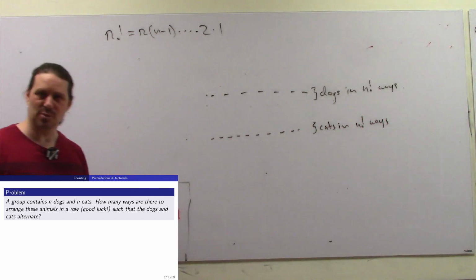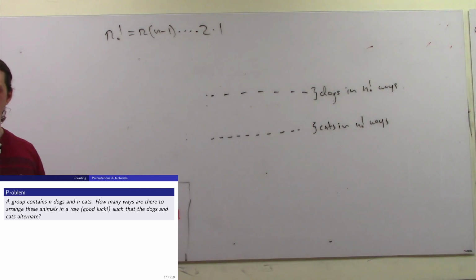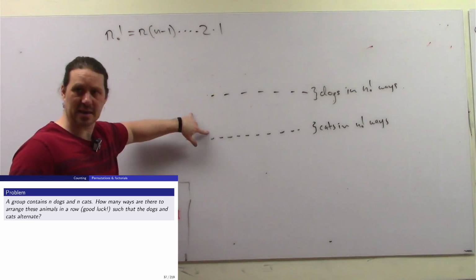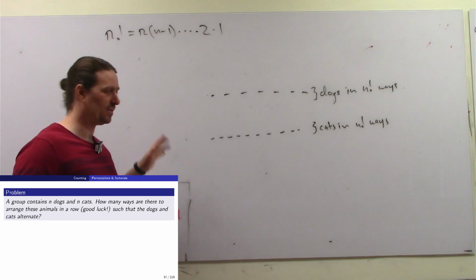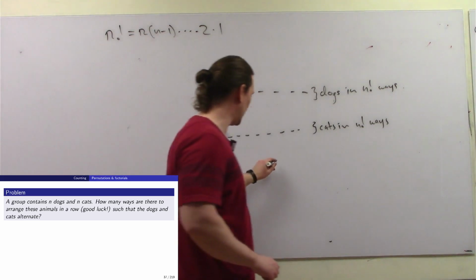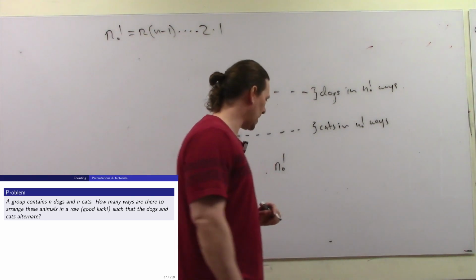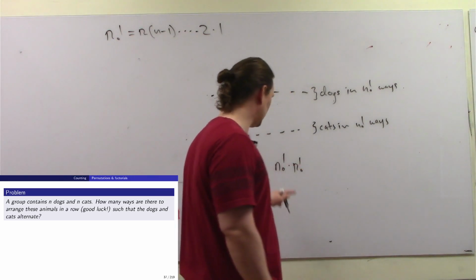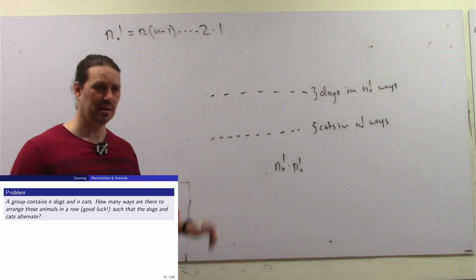Now, I'm not done with the problem because I need to interlace them with each other. However, most of this is done for me, right? The first dog and the first cat should be next to each other. The second dog and the second cat should be next to each other. So I'm sort of told what I have to do. So it seems at first glance that it should be whatever the number of ways to arrange the dogs is, times whatever the number of ways to arrange the cats is. Notice this is the product principle in disguise.